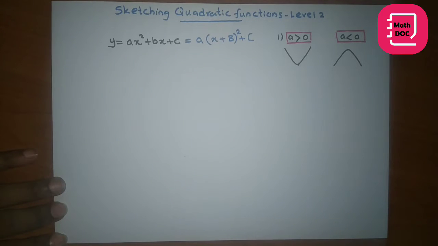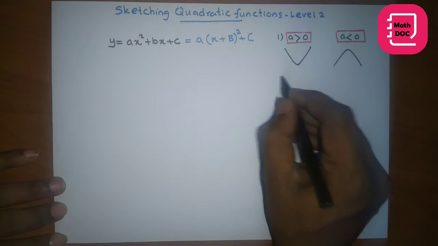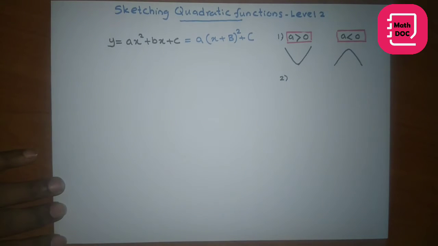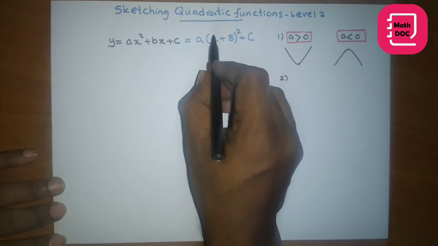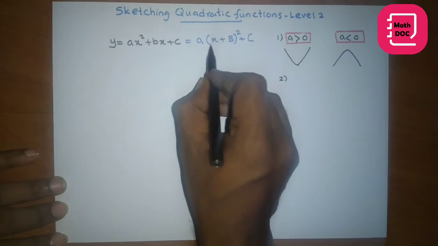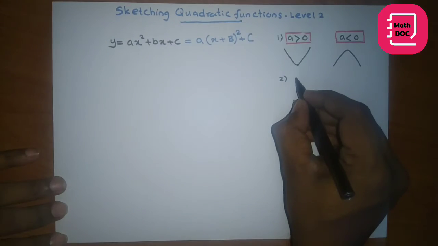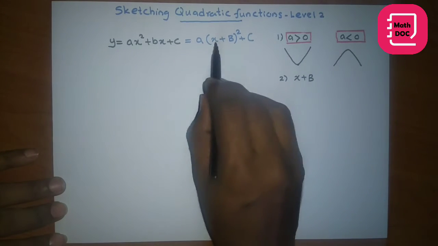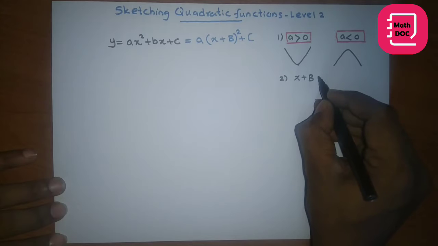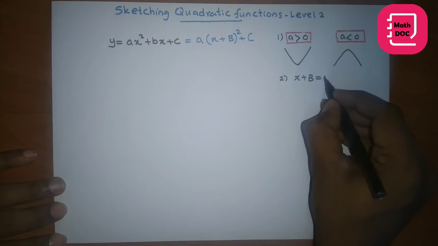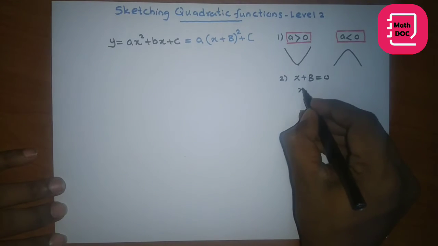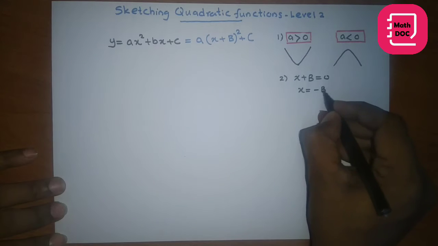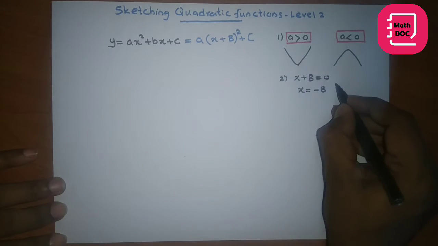And point number 2: here there's a perfect square term. Then within that bracket, x plus b. You consider x plus b equals 0, then we get x equals minus b. We say this is the symmetrical axis.